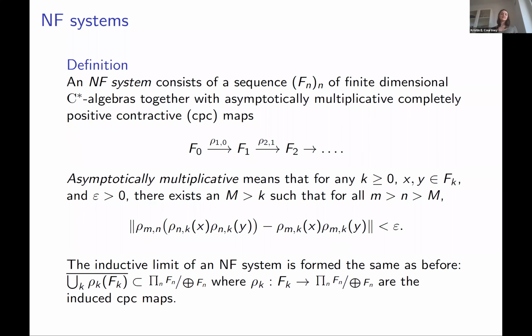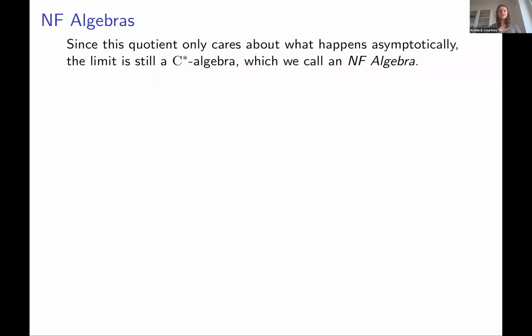But so we form the inductive limit of an NF system really pretty much the same way as before. We have induced maps from the finite dimensional C-star algebras, which are now just going to be CPC, but still we take their images and close them off, and we call this an NF system. Now it turns out, since this quotient only really cares about what happens asymptotically, this asymptotic multiplicativity comes together in the limit and actually gives us an algebraic structure. And we get a C-star algebra, which is called an NF algebra.